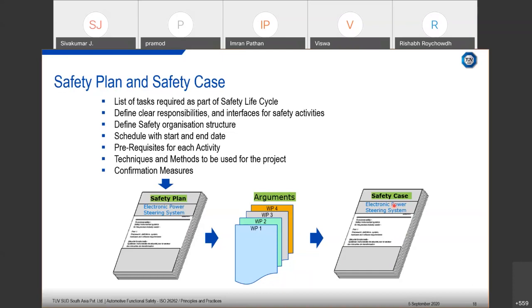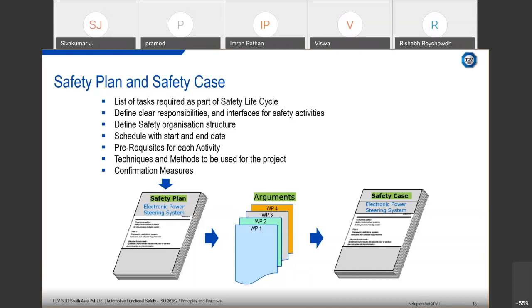So as I said, both are to be created in the beginning of your development, and both are live documents that need to be periodically updated based on the way the project keeps going. So the safety plan may not be required to be a separate plan. You can also integrate it into your project plan. There is no restriction like that. You can add it into your project plan because most of the contents are very much similar. So that is the idea behind it.